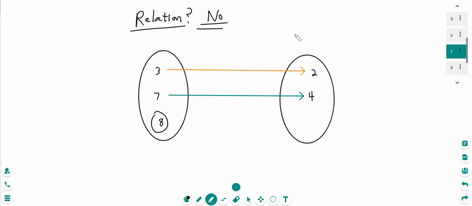Is it a function? Well, actually, that question should be really easy. If it's not a relation, it can't be a function. So if the answer to the relation question is no, then you don't even have to think any further. Just simply write no for the function. It has to be a relation first in order for it to be a function. And this is not a relation, so therefore it's not a function. All right?